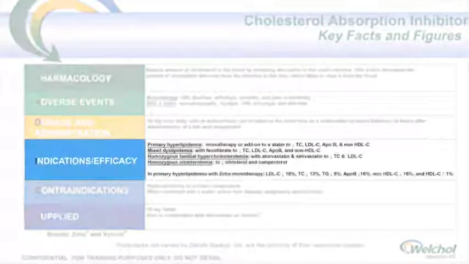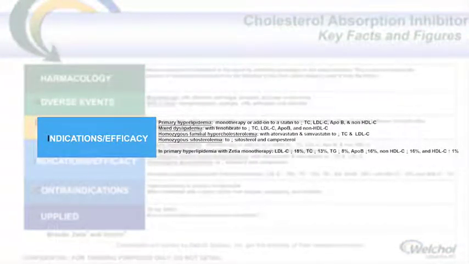Zetia as an adjunct to diet has 4 indications. Zetia is indicated in patients with primary hyperlipidemia to reduce elevated total cholesterol, LDL-C, ApoB levels, and non-HDL-C alone or in combination with a statin. Used in patients with mixed hyperlipidemia to reduce elevated total C, LDL-C, ApoB, and non-HDL-C in combination with fenofibrate.